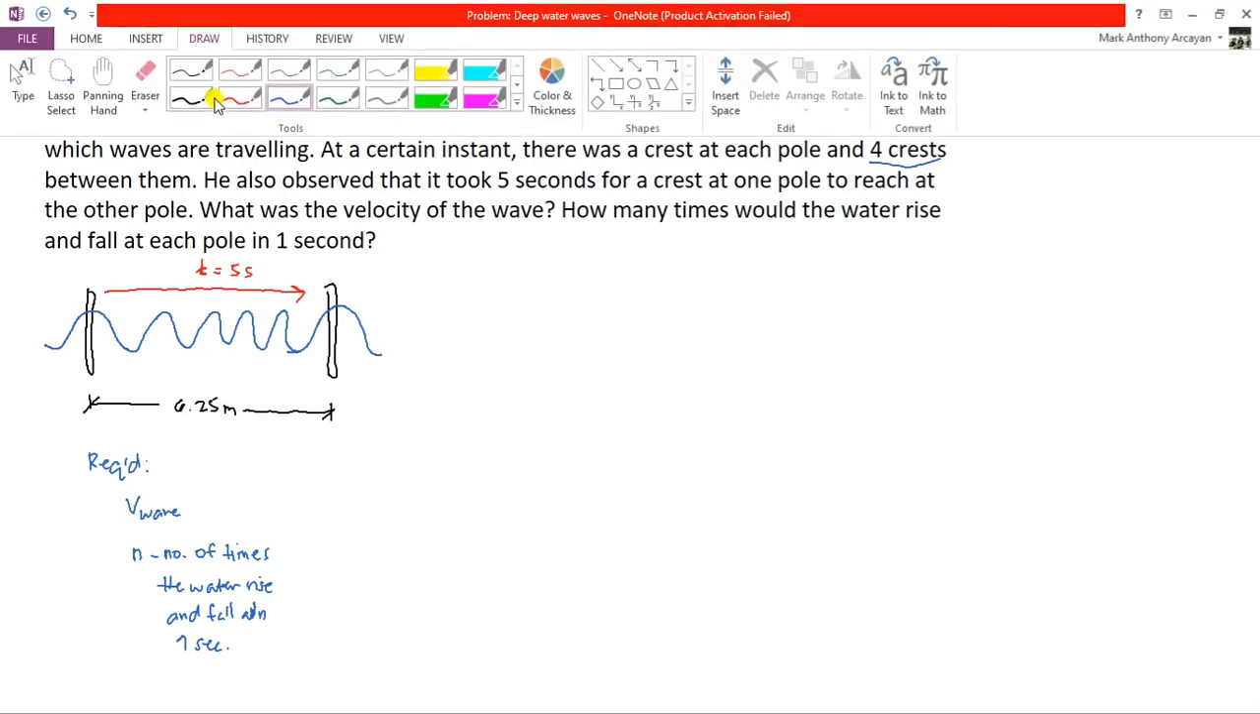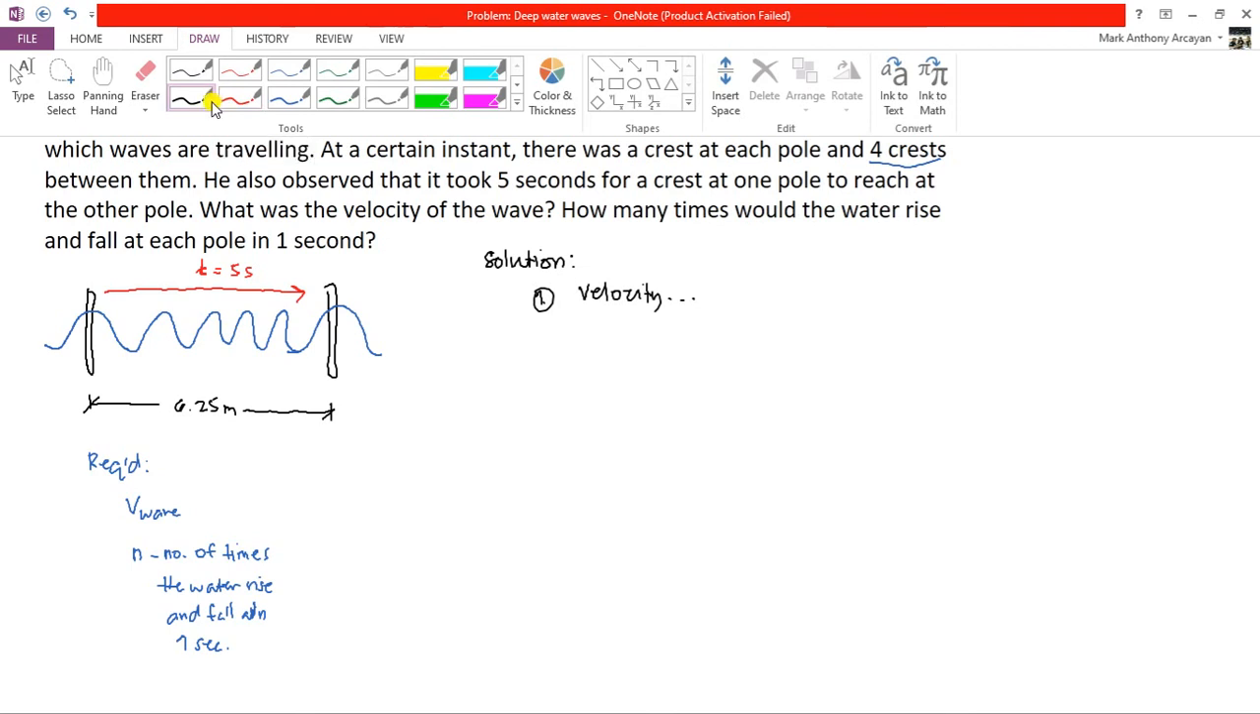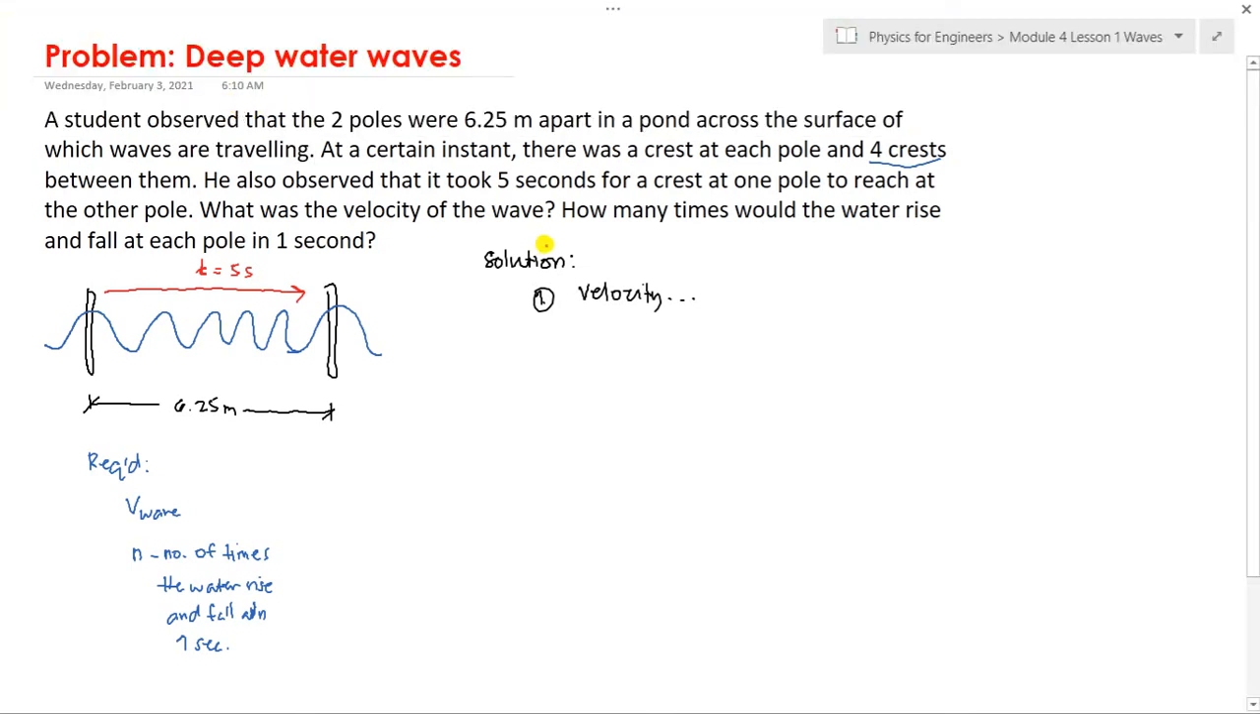Okay, so for the solution, first we're going to solve for the velocity of the wave. Since the wavelength is not given, what we need to do here is just use the fundamental formula for velocity. That is, velocity of the wave is just equal to the distance over the time. So we have a distance between two poles, 6.25 meters, divided by 5 seconds. So that is 6.25 divided by 5, which is 1.25 meter per second. So that is the velocity of our deep water wave.